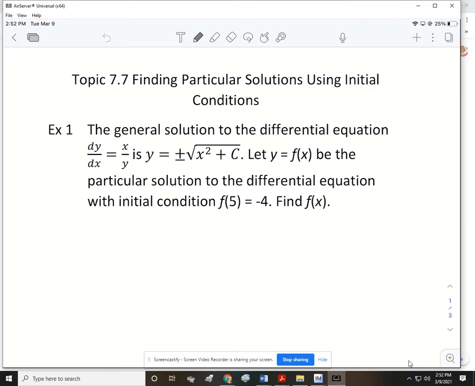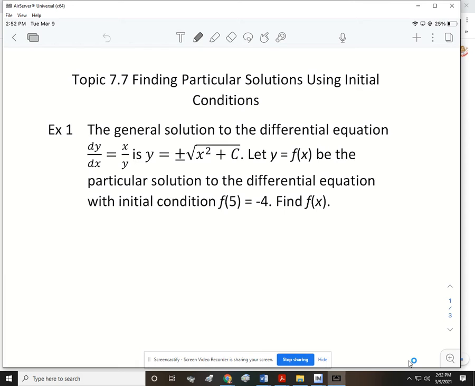Today we're going to be finding particular solutions using initial conditions. So we're still going to have differential equations that we're going to need to solve. But in the end, we're going to figure out what C is equal to.